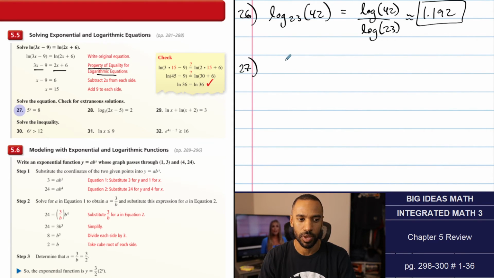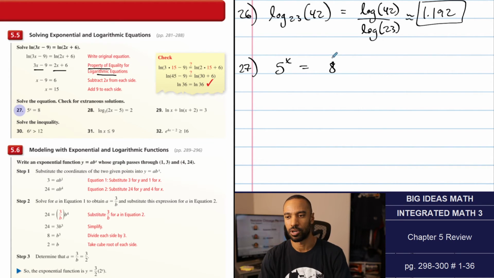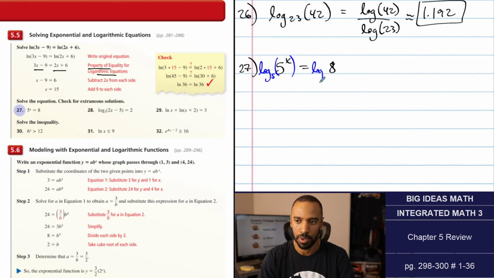On number 27, we have 5 to the x power equals 8, and automatically I'm stating here, well, I cannot match bases here. 8 is 2 to some power, 5 is 5 to some power. I can't do that. What I can do is I can log both sides, and I'd like to log them with base 5 because 5 is the base that contains my exponent.